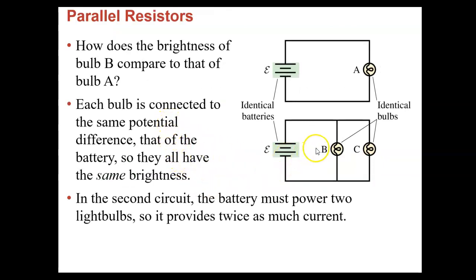Each bulb is connected to the same potential difference out of the battery, so they have the same brightness. And in the second circuit, the battery must power 2 light bulbs, so it provides twice as much current. But A, B, and C are going to have the same brightnesses because they all are on one loop between them and the battery.